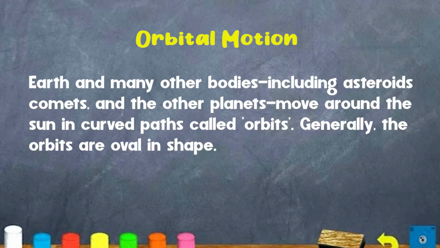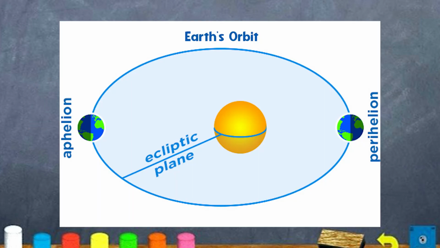What is meant by the term orbital motion? Earth and many other bodies, including asteroids, comets, and the other planets, move around the Sun in a curved path called orbits. Generally, the orbits are oval in shape. Here you can have a look at Earth's orbit. It is oval in shape. It is not fully circular.